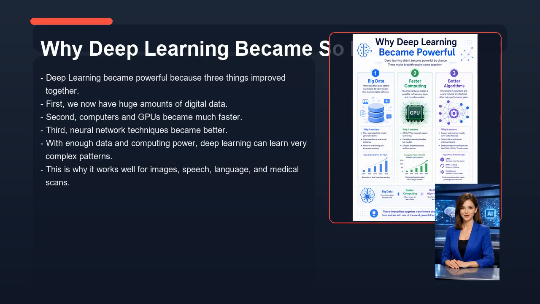Now let's look at why deep learning became so powerful. Deep learning became powerful because three things improved together. First, we now have huge amounts of digital data. Second, computers and GPUs became much faster. Third, neural network techniques became better. With enough data and computing power, deep learning can learn very complex patterns. This is why it works well for images, speech, language, and medical scans.